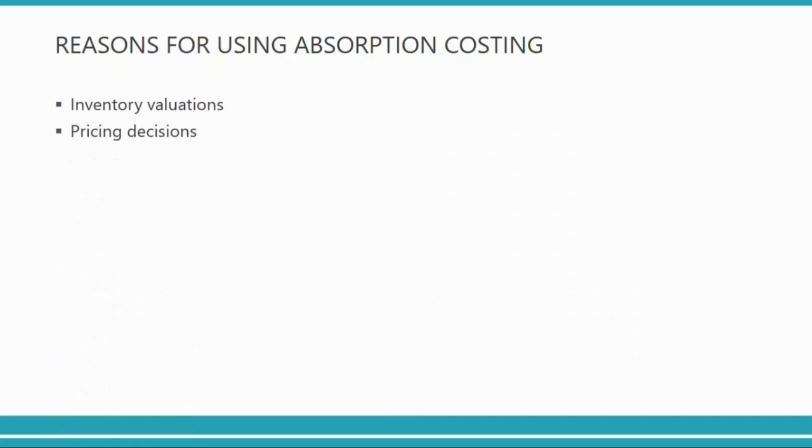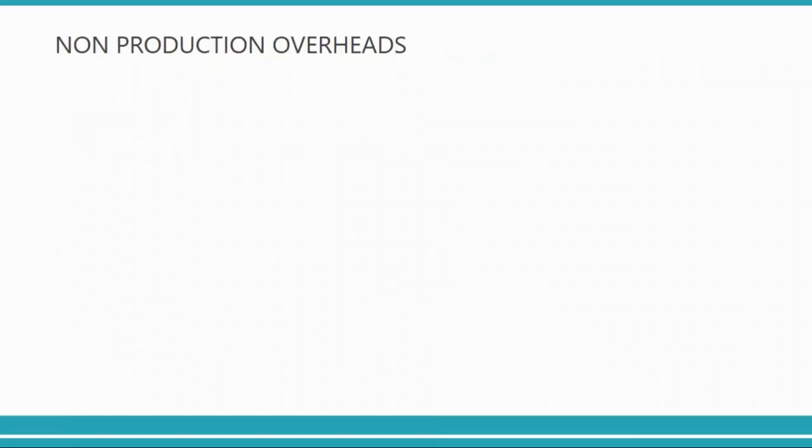Pricing decisions, because I have to give a price to the product, and I can only give a price if I know my cost, my full cost, my total cost. So material and labor are not the total cost. 20 plus 10, 30, is not my total cost. I need to add overhead to find out my total cost, and based on my total cost, I will decide my selling price. And establishing the profitability of different products. Of course, with the help of this total cost, I will calculate my profit on different products.